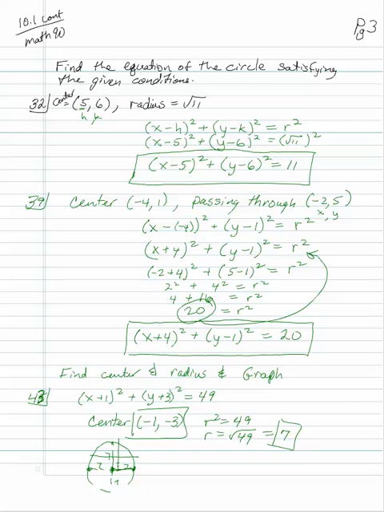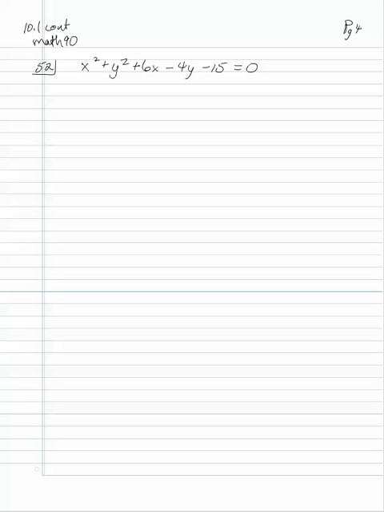Alright, let's try one where it's not in the correct form and we got to complete the square to figure out the center. So let's look at number 52. Okay, so the technique is just like we did completing the square when we did it with quadratic formula. So what I do is I put my x terms together, my y terms together. That 15, negative 15, I'm going to add it to both sides. So it's over there.